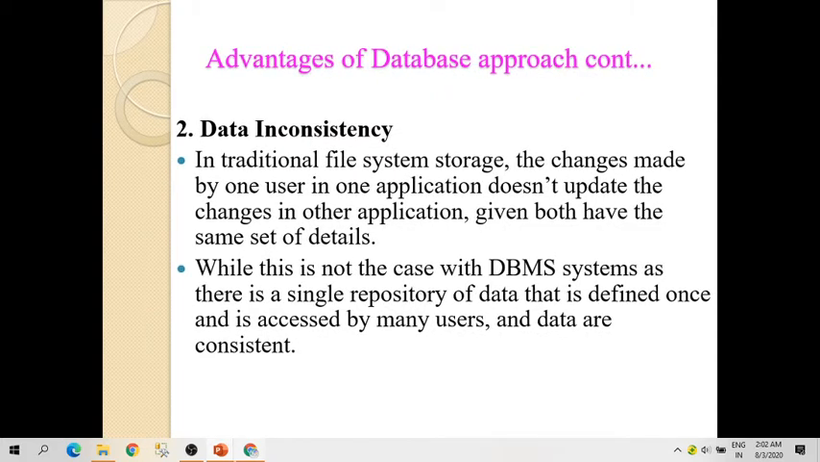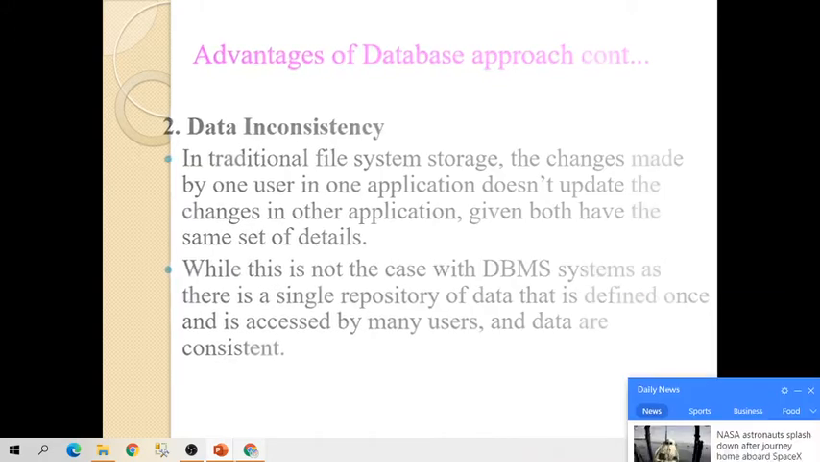Whenever we have data redundancy, we will have a problem of data inconsistency. Even this problem is reduced in DBMS. In traditional file system storage, the changes made by one user in one application don't update the changes in another application, given both have the same set of details.